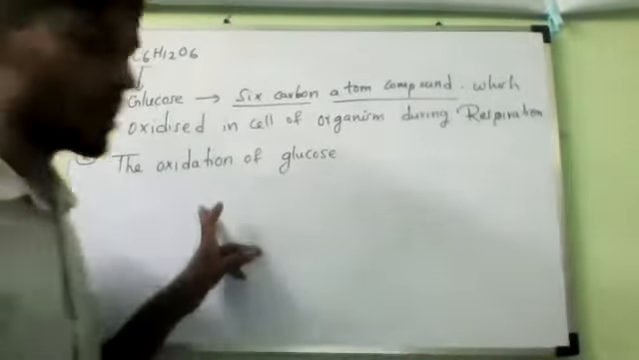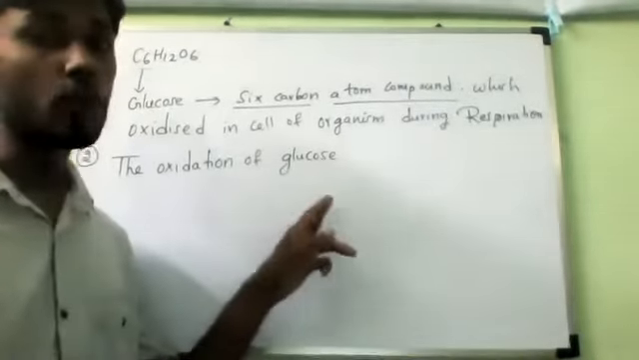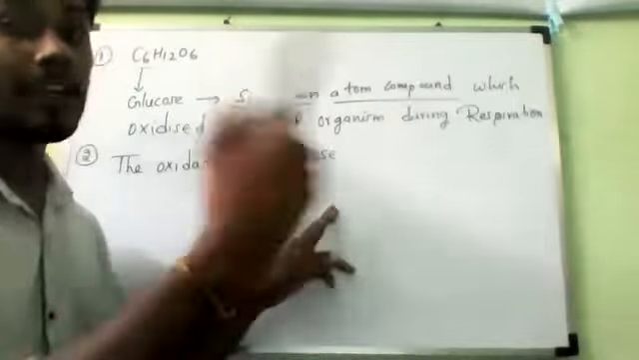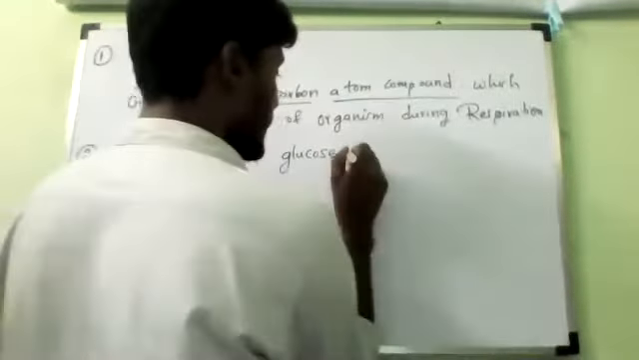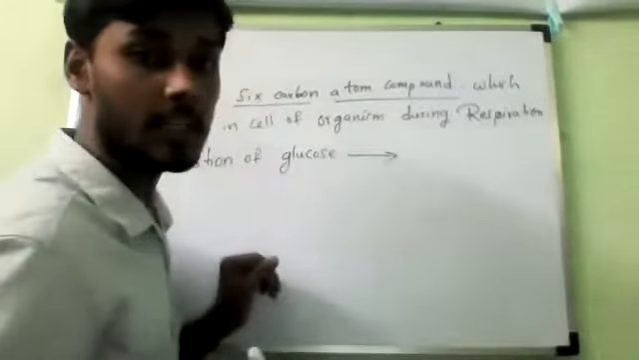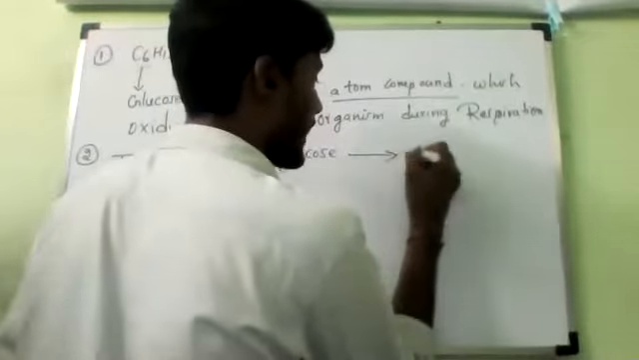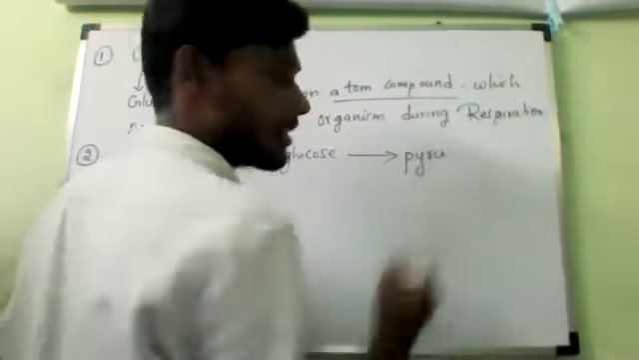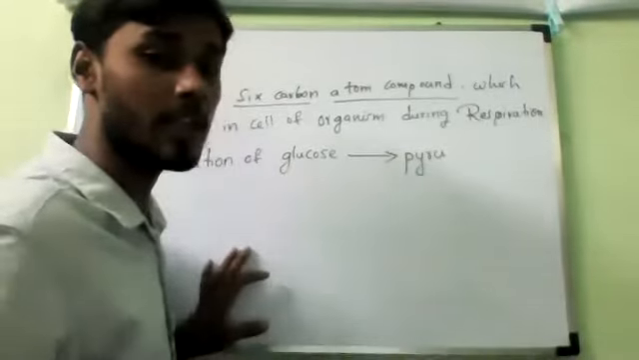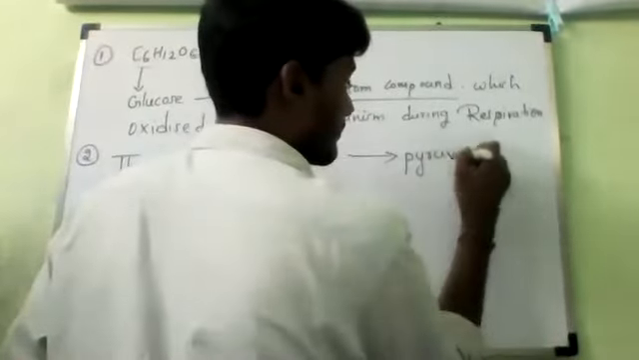If you remember, in the oxidation of glucose to pyruvic acid, this glucose is converting into pyruvic acid.